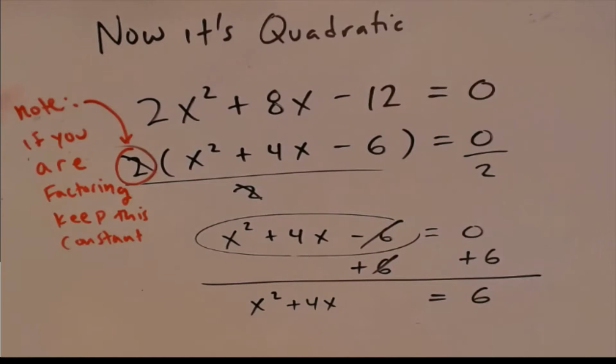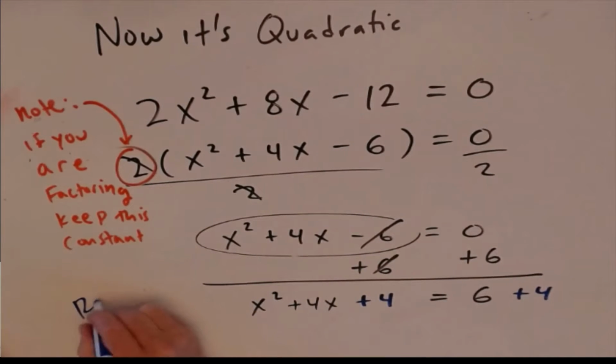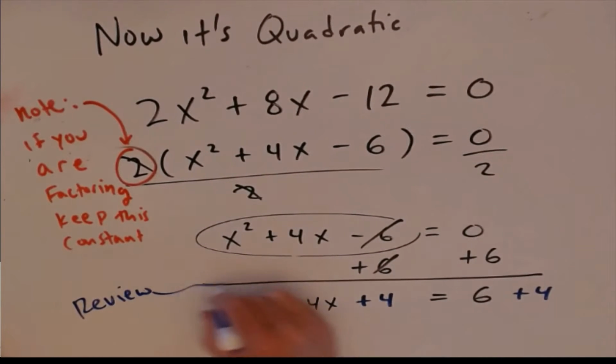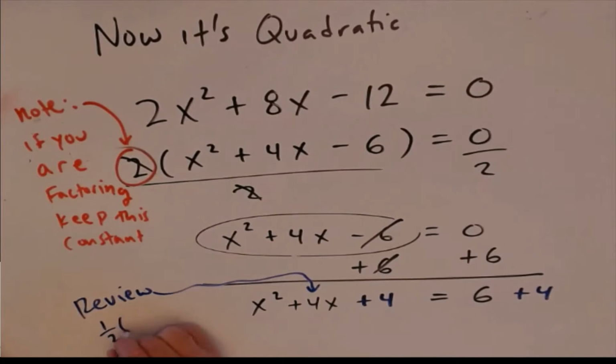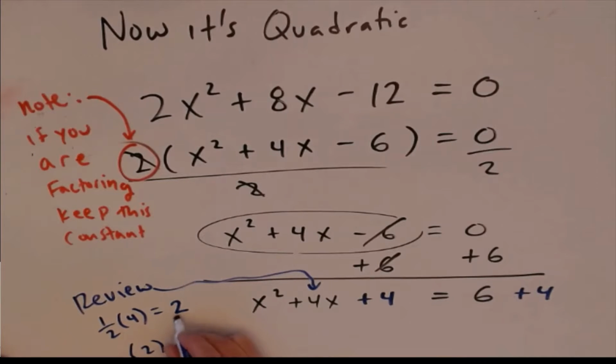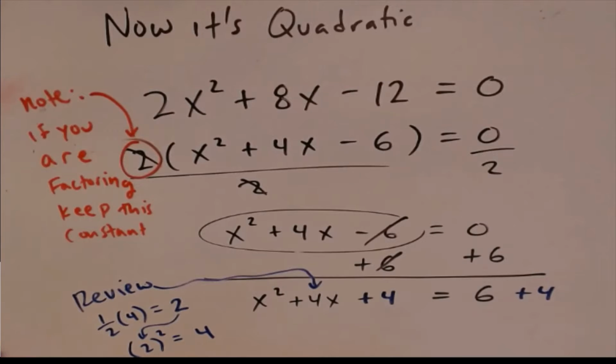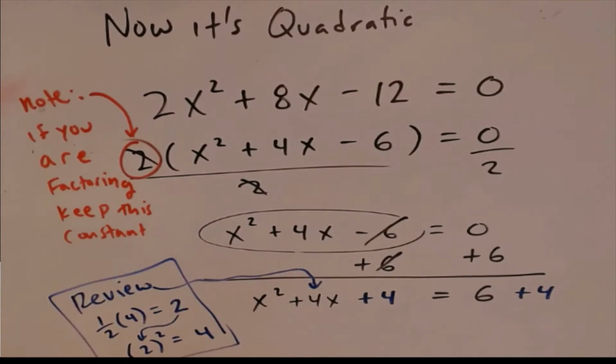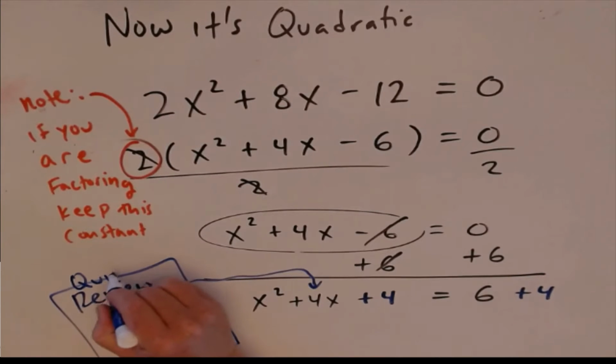Remember the process. This is a nice review. Half of 4 is 2. 2 squared is 4. So the magic number is 4. If it's been a while, we could review completing the square. You take half of the middle number. Half of 4 is 2, and then you square it. And it goes back to being 4. And then you add this number to both sides. So that's a quick little review of completing the square.